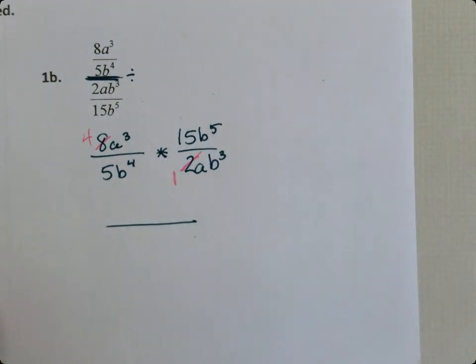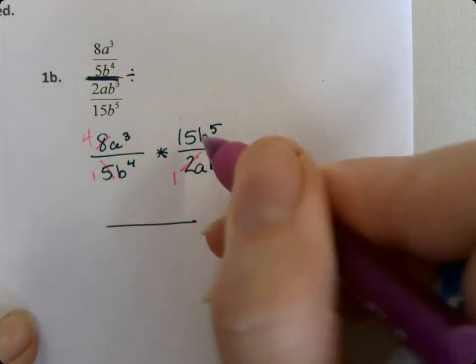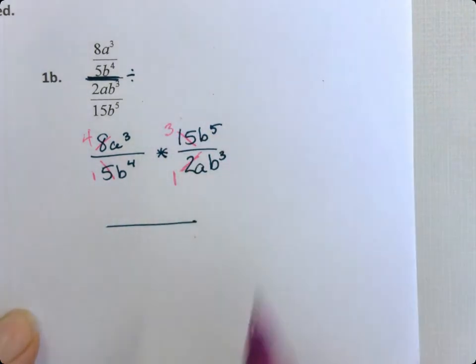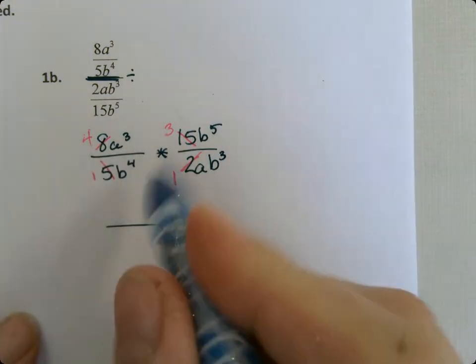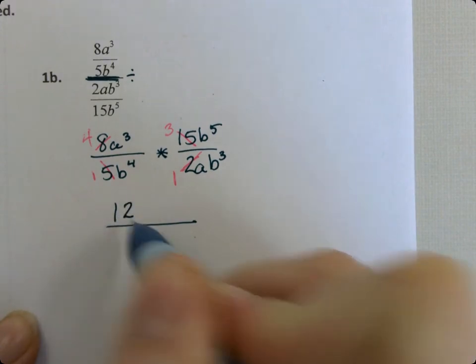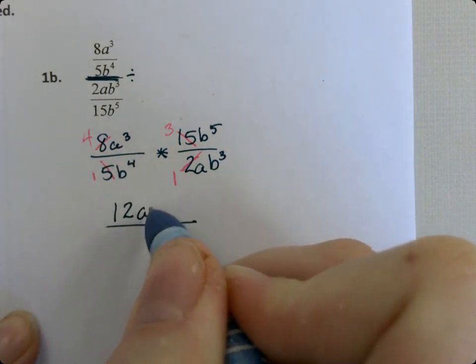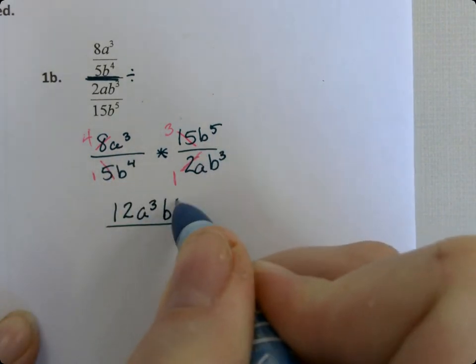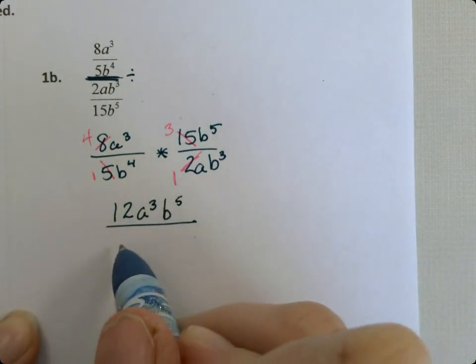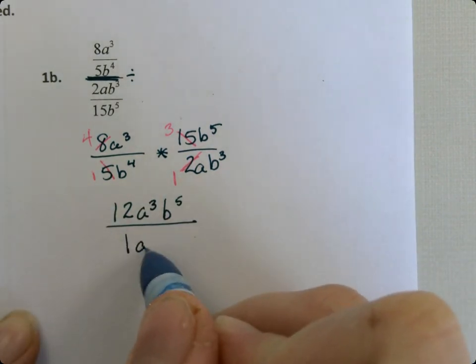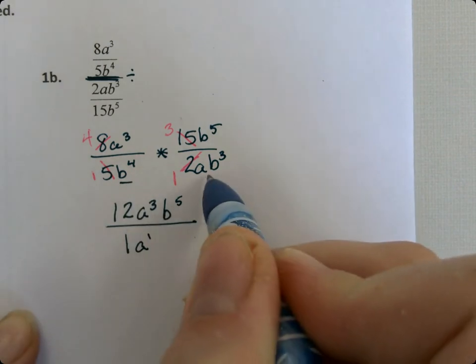5 and 15, 5 goes into 5 once, and it goes into 15 three times. So what's left is a 4 times a 3. This is all multiplication, that's 12. I'm going to keep my a to the third. I'm going to keep my b to the fifth. What's left in the bottom is just a 1. I have a to the first. But look, I have more b's.